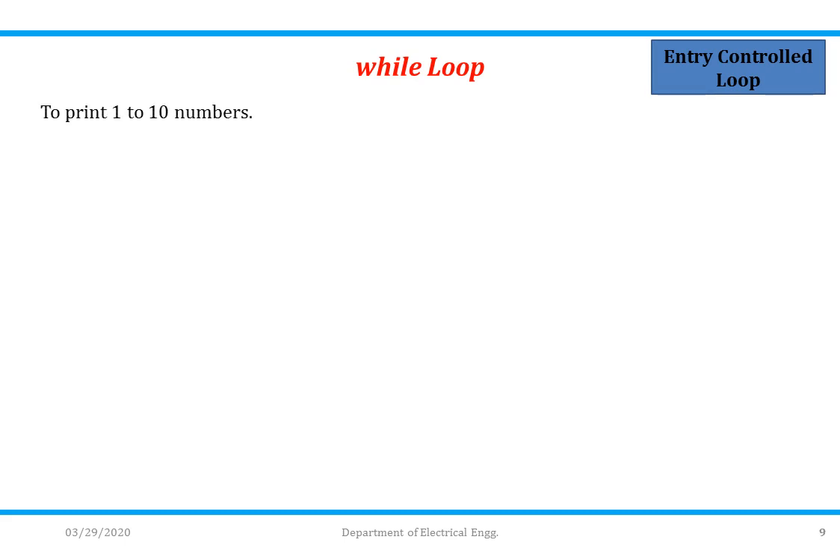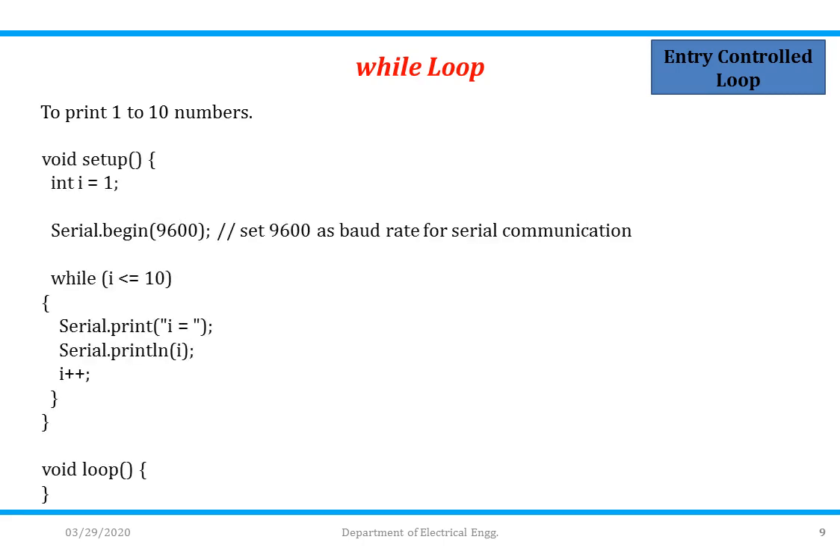Let's discuss the same example that we discussed in a for loop, but here we are going to use a while loop to print 1 to 10 numbers. So this is your program for this. If I want to print the numbers from 1 to 10, void setup. Now here you have to declare int i equal to 1, because you have to start from 1.